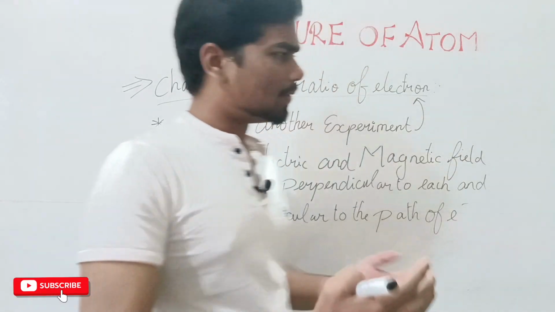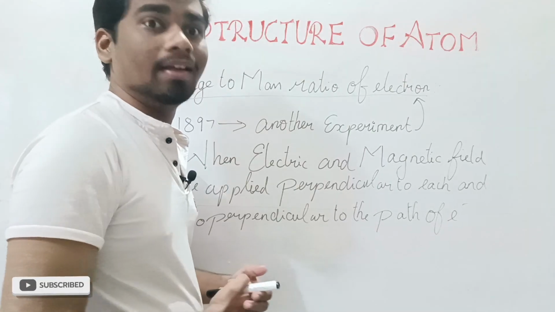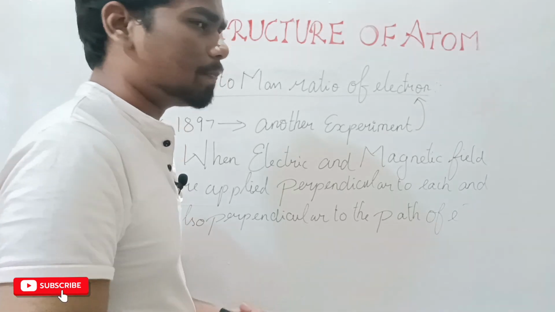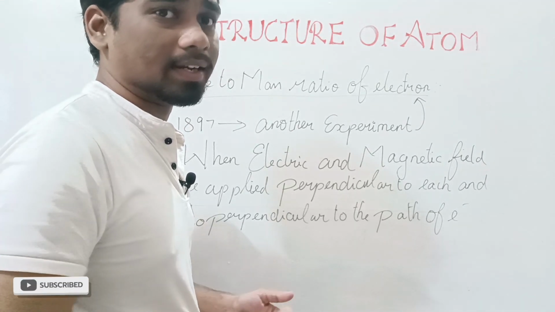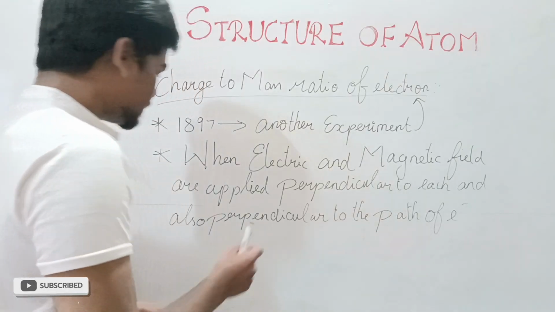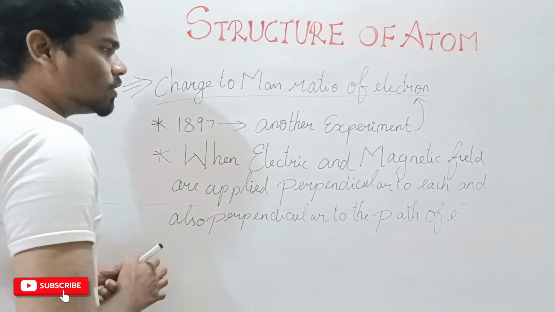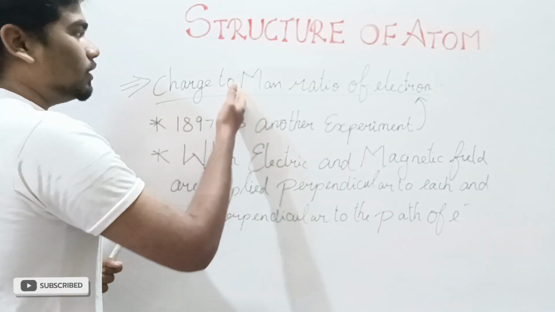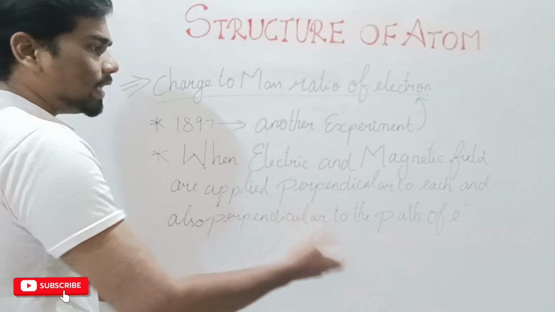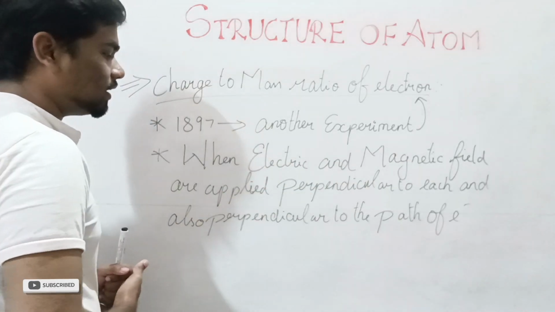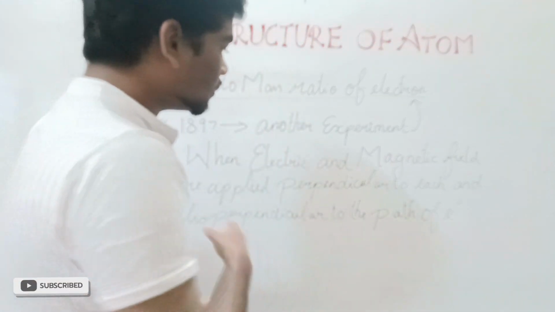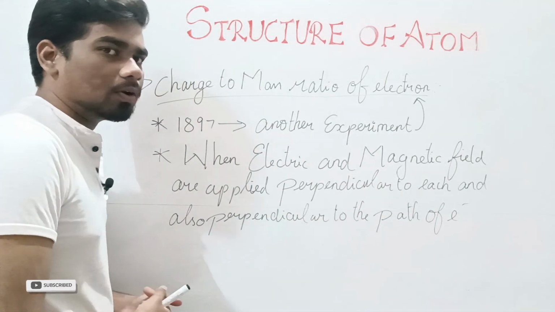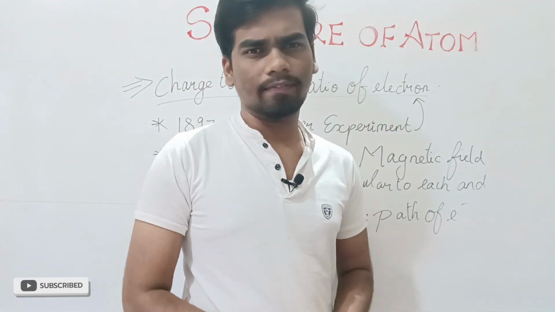So my dear friends, in the last lecture when I taught you the characteristics of cathode rays, I told you that cathode rays always travel in a straight line. They have a mass and they have a velocity. They also have a kinetic energy. Those points that I taught you in the characteristics of cathode rays. In that, I said that they travel in a straight line. So in this experiment, the second experiment by J.J. Thomson done to determine the charge to mass ratio, he said when electric and magnetic field are applied perpendicular to each other and also perpendicular to the path of the electron, those cathode rays will deviate.